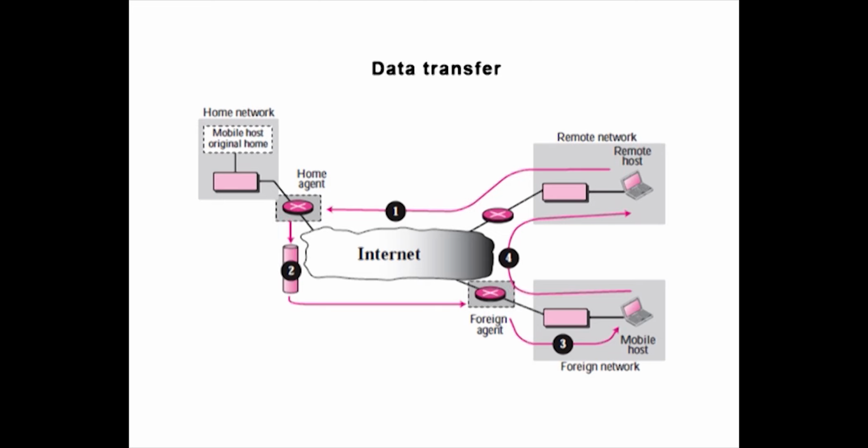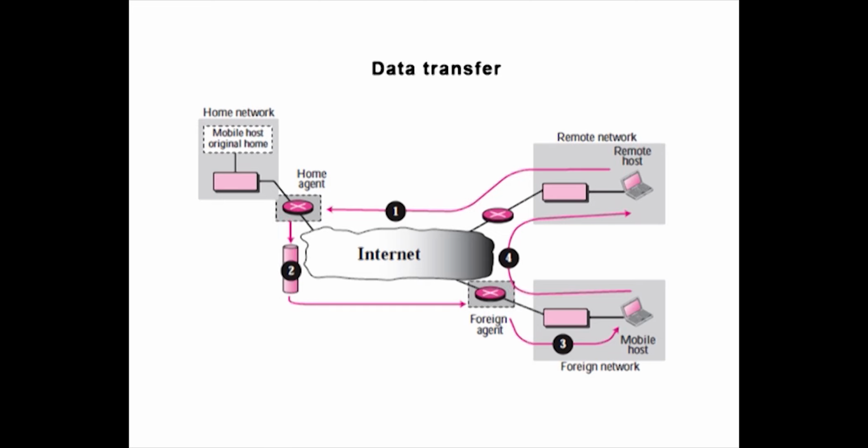From home agent to foreign agent. Path 2 of the figure shows this step. After receiving the packet, the home agent sends the packet to the foreign agent using the tunneling concept. The home agent encapsulates the whole IP packet inside another IP packet using its address as the source and the foreign agent's address as the destination.